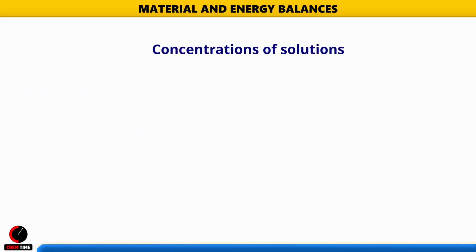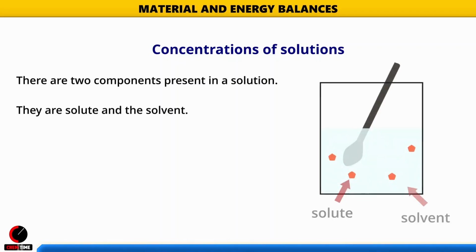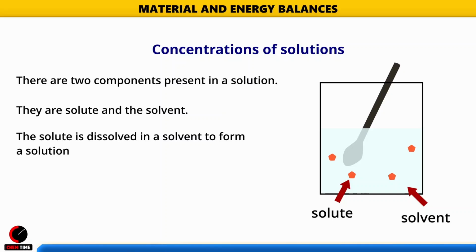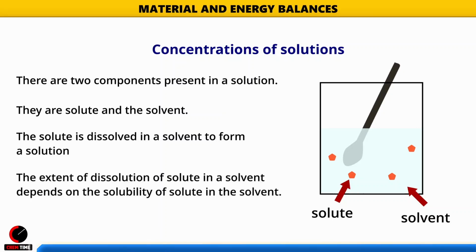Now, there are different means to express the concentrations of solutions, and a solution will have two components. One is the solute, the other one is the solvent. Solute is present in lesser quantity than solvent, and the solute is dissolved in a solvent to form a solution. The extent of dissolution of a solute in a solvent depends on the solubility of a solute.